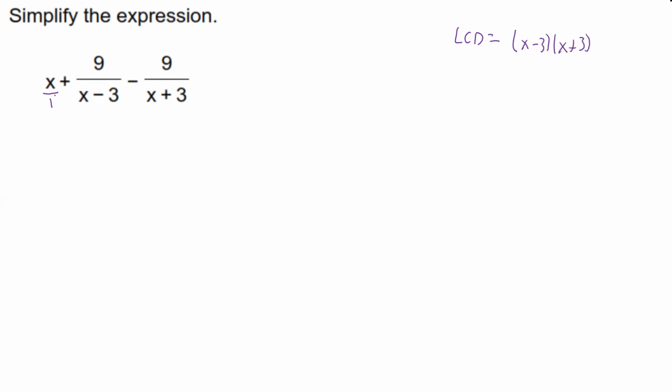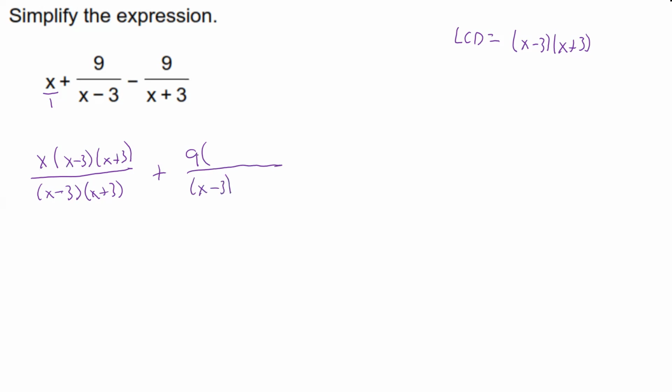So we're going to have to multiply that first term by x times x minus 3, x plus 3, all over x minus 3, x plus 3. This is what we had to do, top and bottom, and then times x. Then we have plus 9 times what? Well, if we have x minus 3 here already, we're going to have to multiply by x plus 3. Whatever we do on the bottom, we have to do on the top, so we do the top and bottom by that.